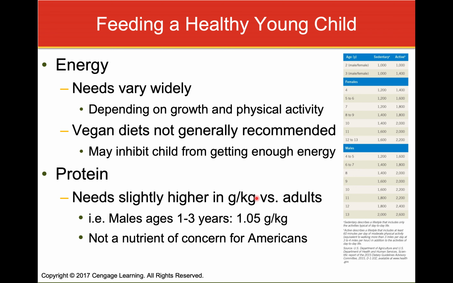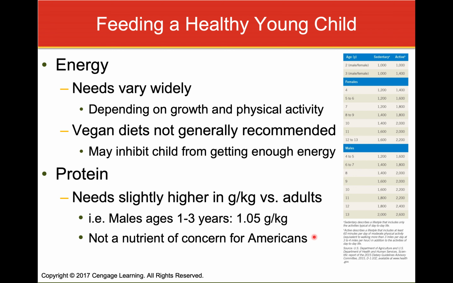In terms of protein, the needs of a child are slightly higher in grams per kilogram versus adults. So for males aged 1 to 3, the recommendation is for 1.05 gram per kilogram per day. And as we've learned in this course, this is not a nutrient of concern for Americans. Americans do a good job of getting their protein in.